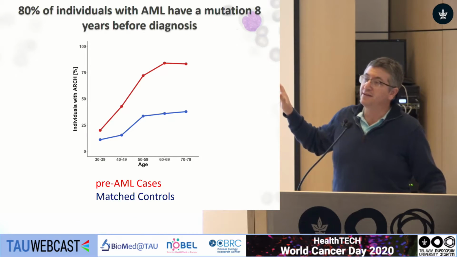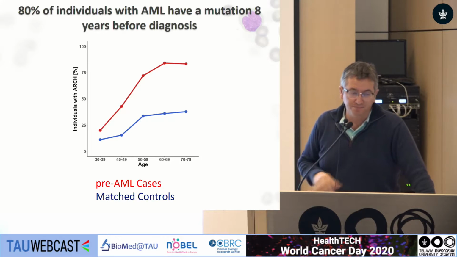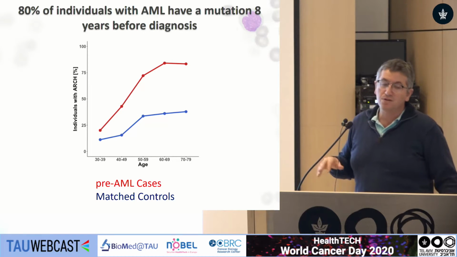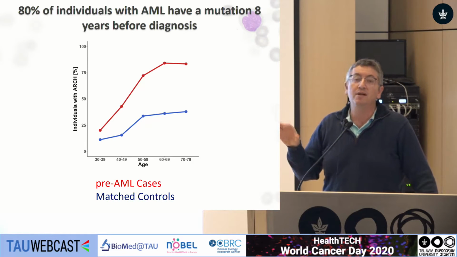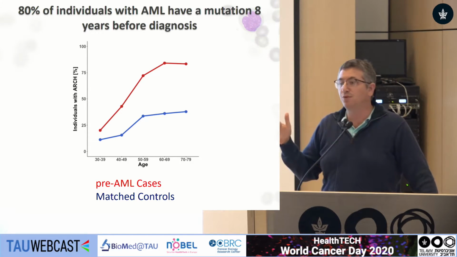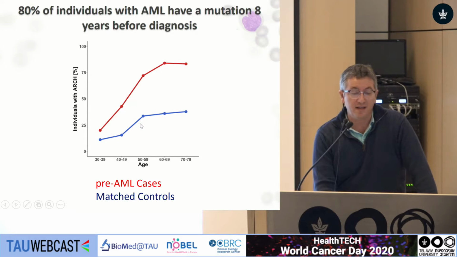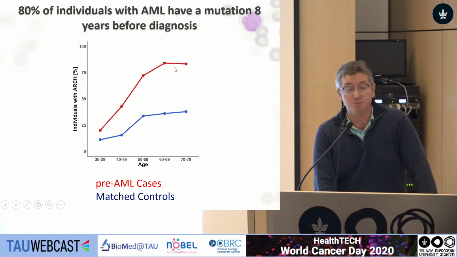And these are the first findings from our study. So 80% of the individuals who actually developed AML already carry mutations that are known to be related to leukemia 8 years before diagnosis. You can see that as people age more, carriers will carry these mutations. At young age, actually, very few AML cases carry these somatic mutations.